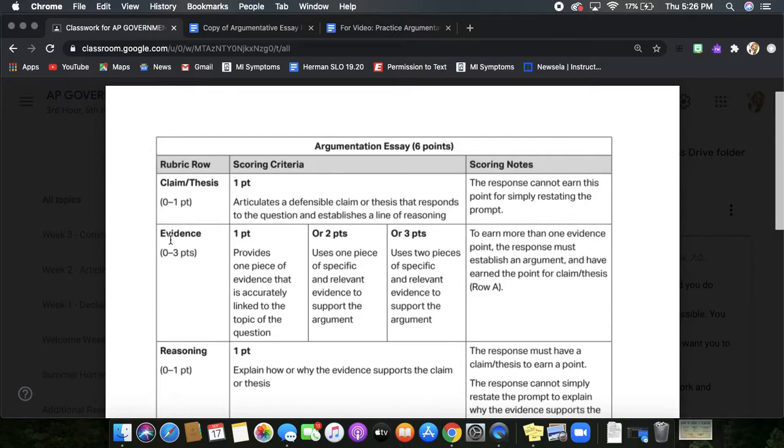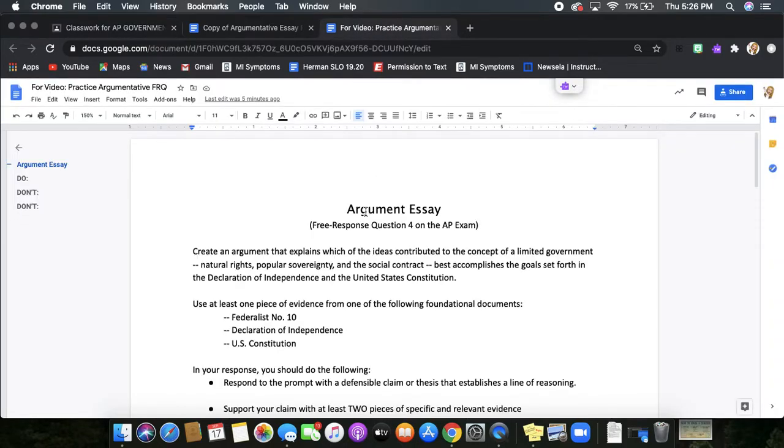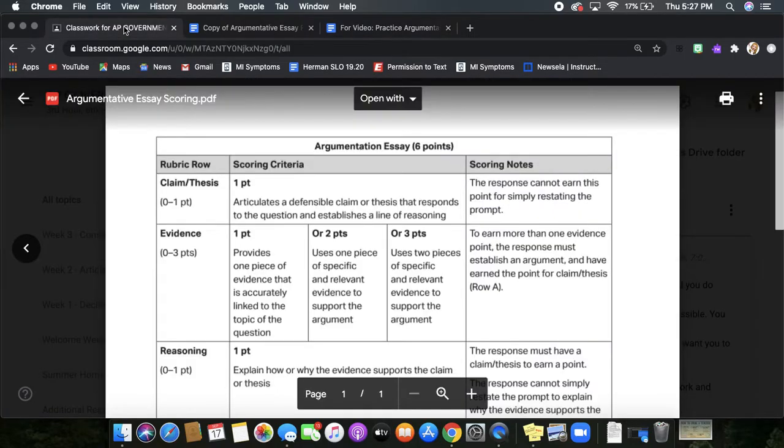So popular sovereignty, limited, what was it? It is natural rights, popular sovereignty, and social contract. You have to choose one of these three and take a solid stance that one of those is best accomplishing the goals set forth in the two following documents. So a clear, defensible claim.